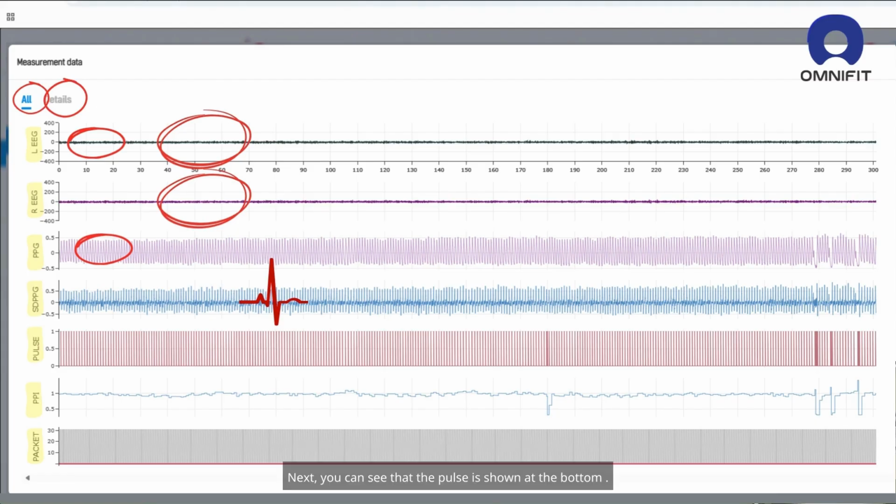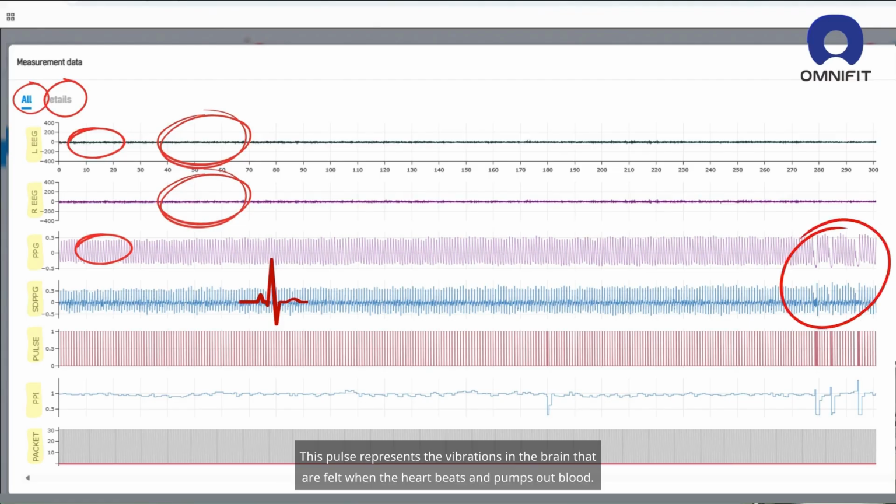Next, you can see that the pulse is shown at the bottom. This pulse represents the vibrations in the brain that are felt when the heart beats and pumps out blood.